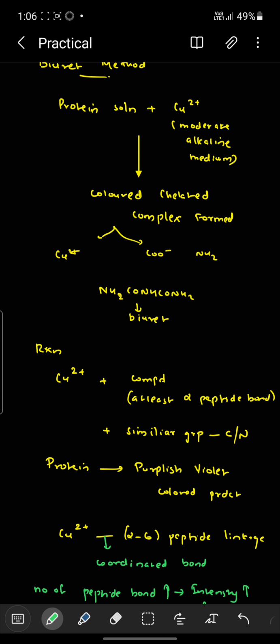So normally all the proteins contain a large number of peptide bonds. So when a protein solution is treated with cupric ion in a moderate alkaline medium, we will get a colored chelated complex formed. This complex is formed between the Cu2+ ion and the carboxyl and amino groups of the peptide bond. This same sort of analogous reaction takes place between Cu2+ and the biuret compound. So this is a biuret compound, hence the name biuret method.